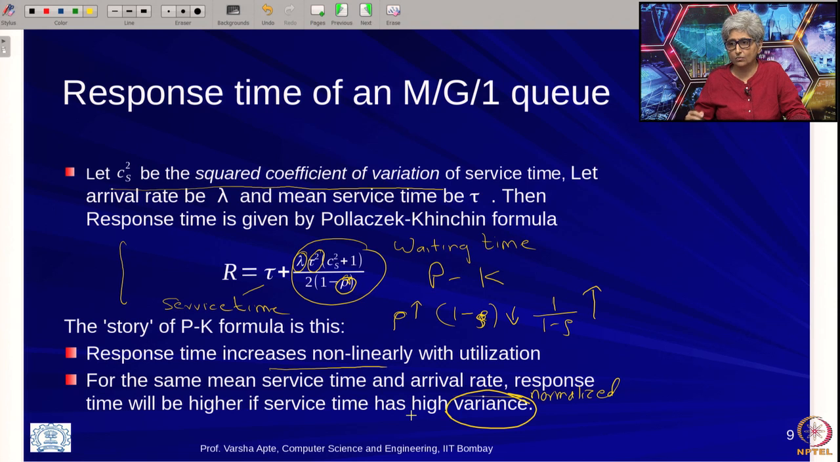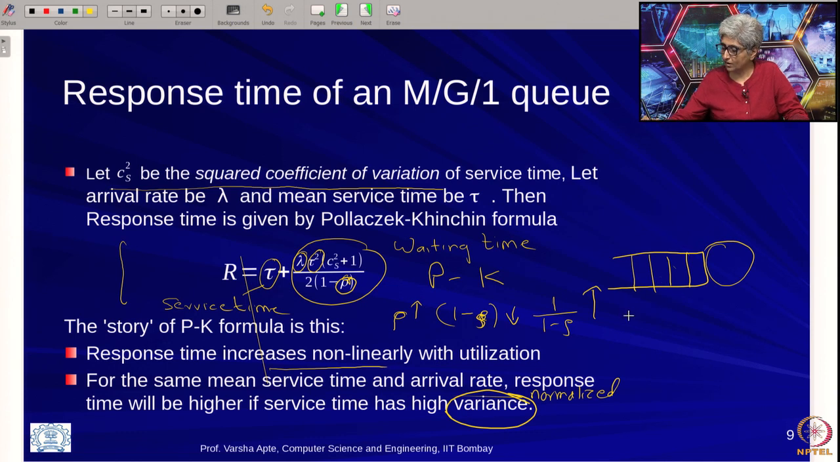You should think about why it is the case that even if the mean service time is the same and the arrival rate is the same, just because the variance of service time is different, the response time is higher. This is because if you think about a queue, the response time just has this fixed service time, and the average of the service time is the same. The waiting time increases. Let's say tau, for example, is 10 milliseconds. But if the service time has high variance, then by some randomness, let us say this customer may have 20 milliseconds service time, this may have 15, this may have another 10, and maybe this has 1.